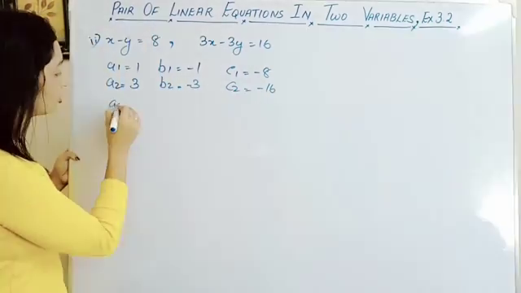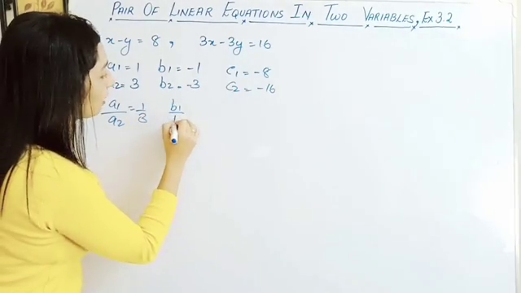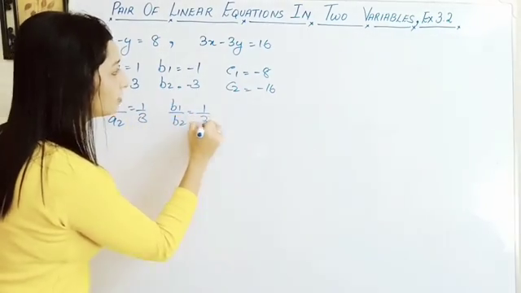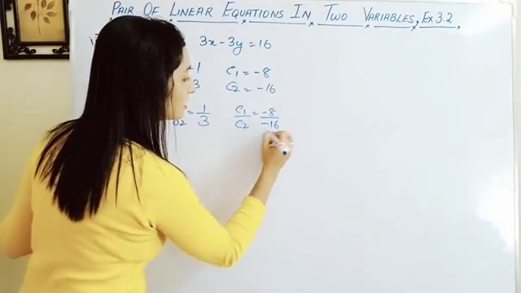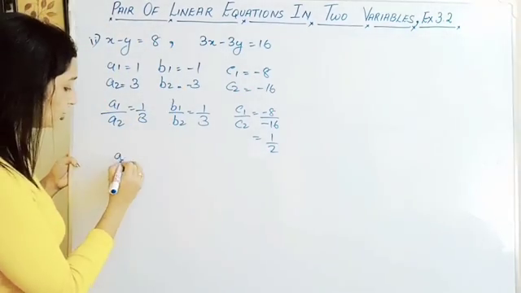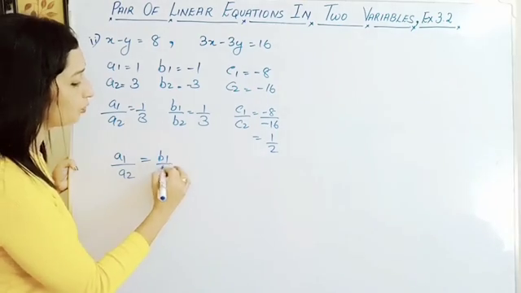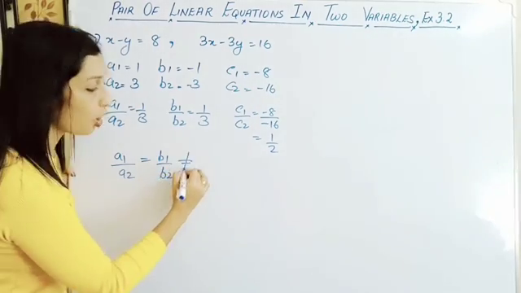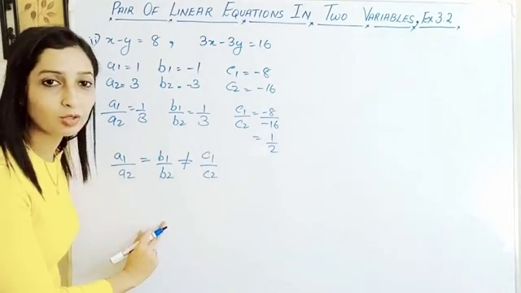Now let's find out the ratios. A1 by A2 equals 1 by 3, B1 by B2 equals 1 by 3 and C1 by C2 is minus 8 by minus 16, which is 1 by 2. So what condition have we got? A1 by A2 equals B1 by B2 is not equal to C1 by C2. So from here what can you say?